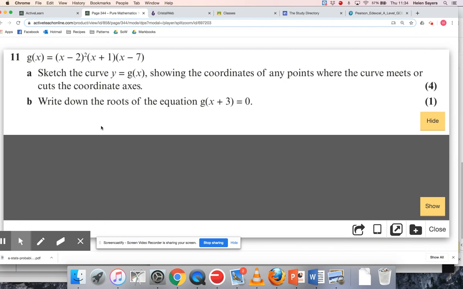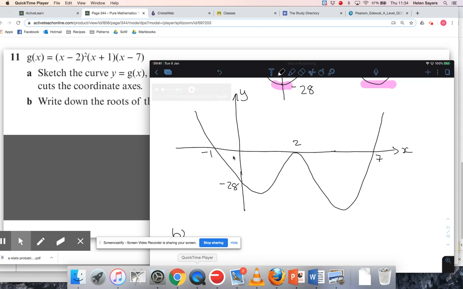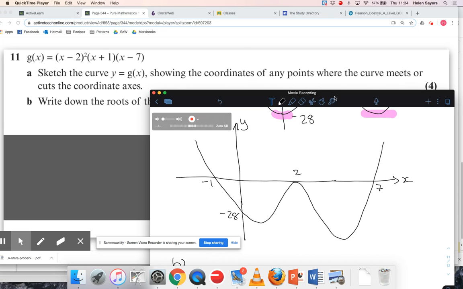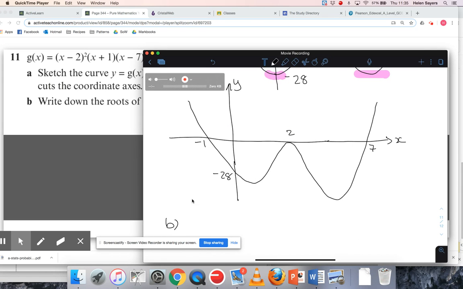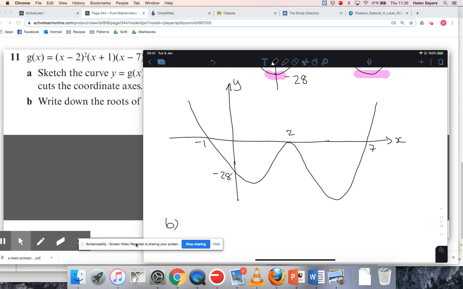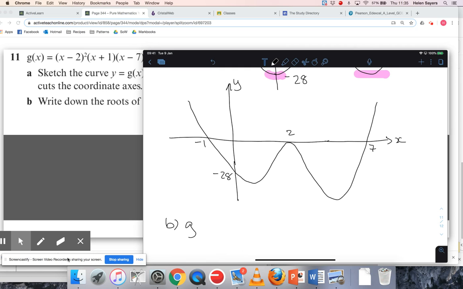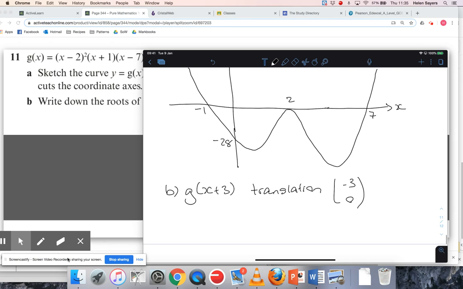Right, so then part B, write down the roots of the equation g of x plus 3. Okay, so our current roots are minus 1, 2, and 7. G of x plus 3, so x plus 3 is going to be a translation 3 to the left. You don't actually need to get that written down. There's only one mark, but that's just where we're going to get our answers from.